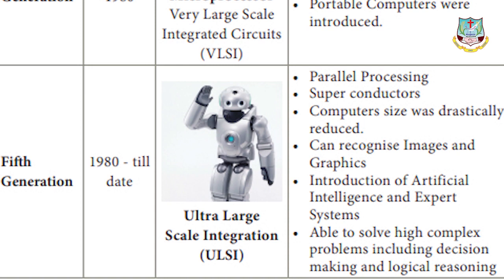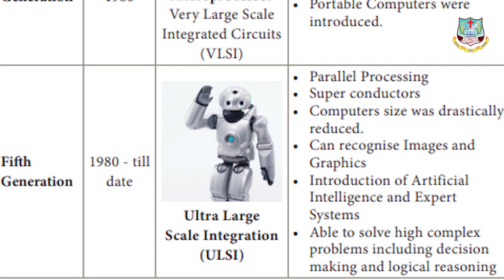Computer size was drastically reduced. First generation, if you see, those vacuum tubes filled up a whole room. Here, if you see this computer, nowadays we are using it, right? So, these computers are just like a box, right? So, that size was drastically reduced here in this fifth generation, and this computer can recognize images and graphics also.